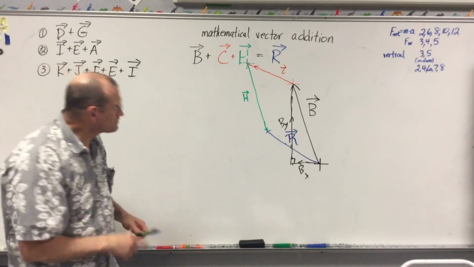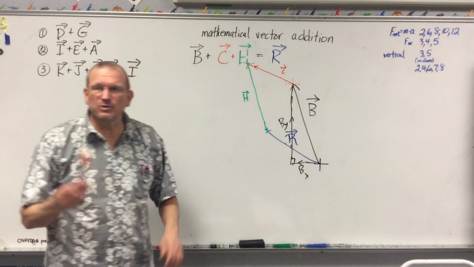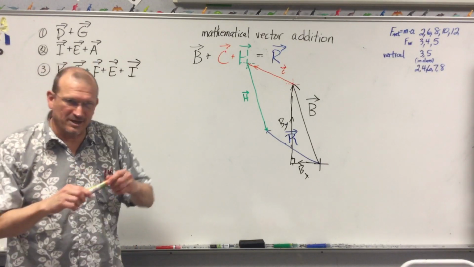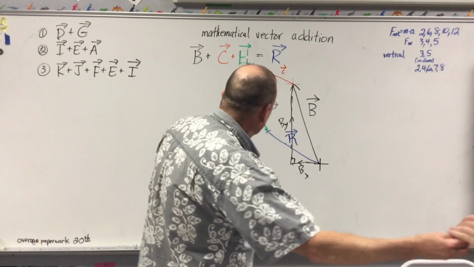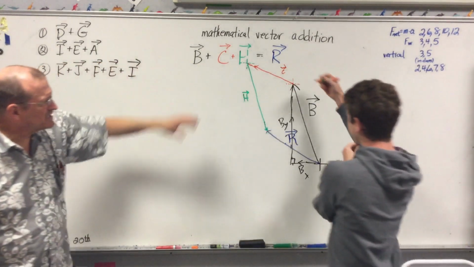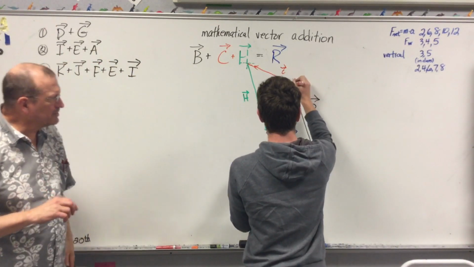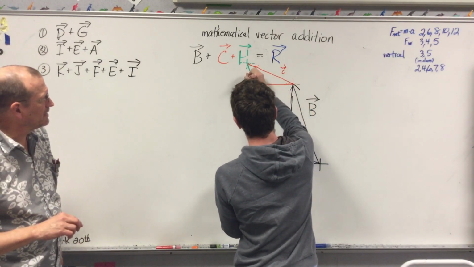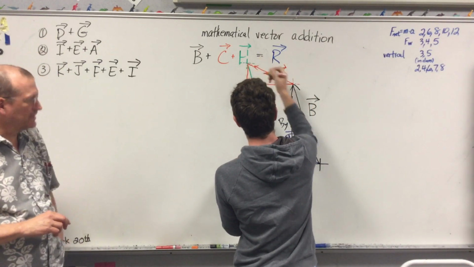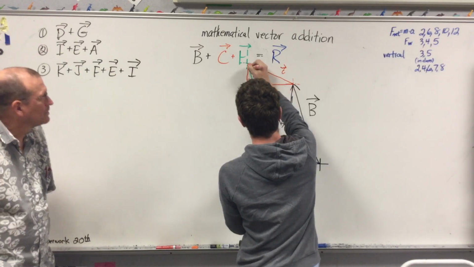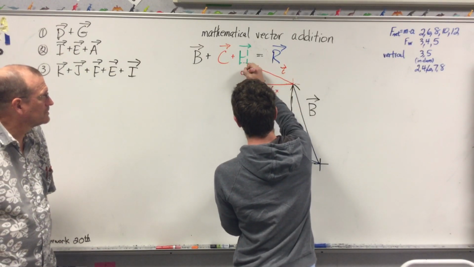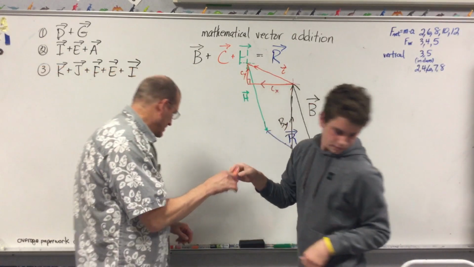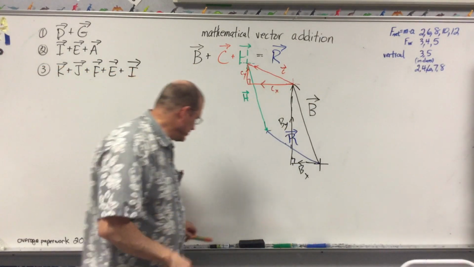I need somebody to come do that for C. New person. All right, Jake. So, break it into CX and CY. Put arrows, label the X and Y, and then put the right angle. There we go. Okay, perfect. All right, now I need somebody to come do H.